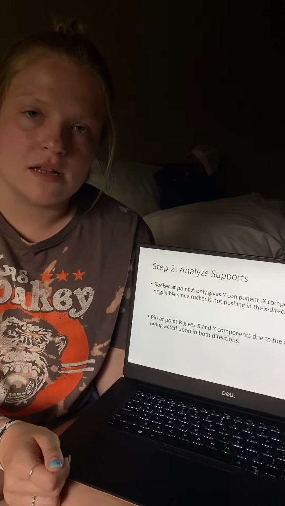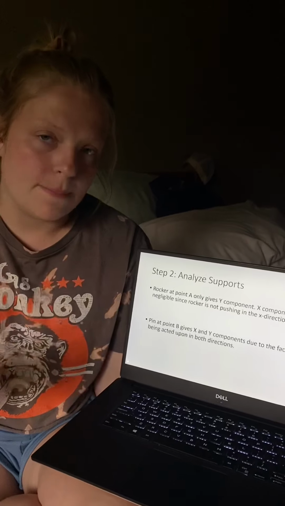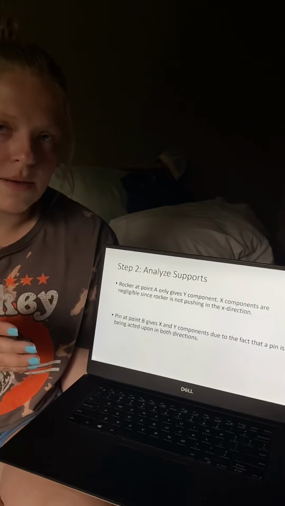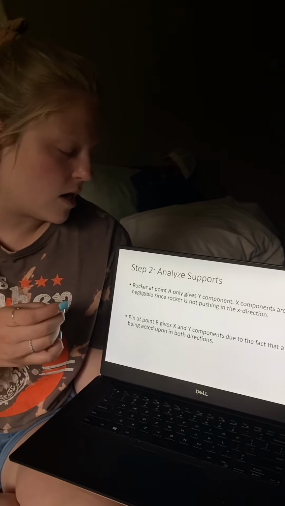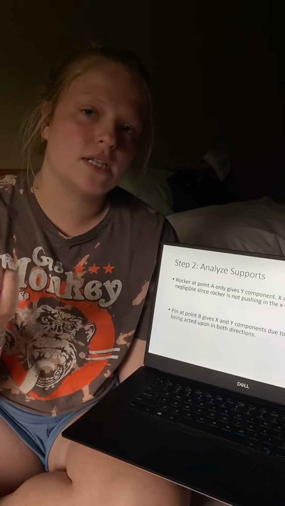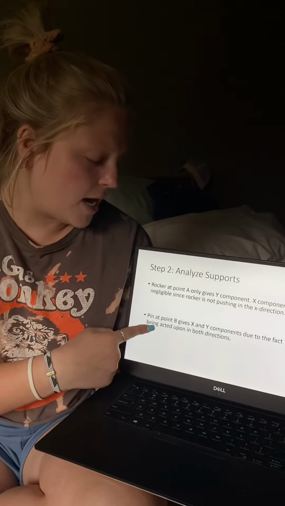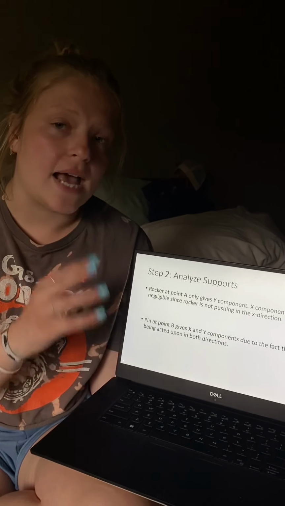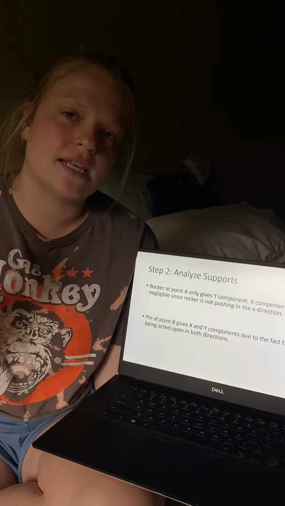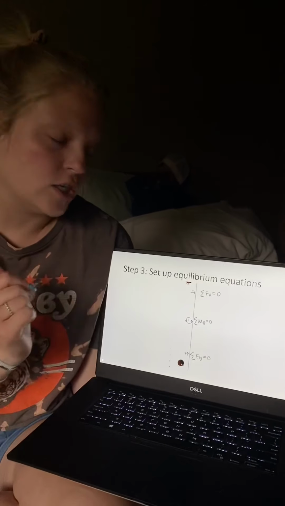So step 2, we're going to analyze those supports. As I had said before, there's a rocker and a pin, and at rocker A, we actually won't have any X component that we're solving for, because with a rocker, it's held up just in the upwards direction. It's not able to move side to side in the X direction. But the pin at B gives us X and Y components because this pin is able to move around a little bit in the X and the Y direction. So we can solve for both of those using our equations.